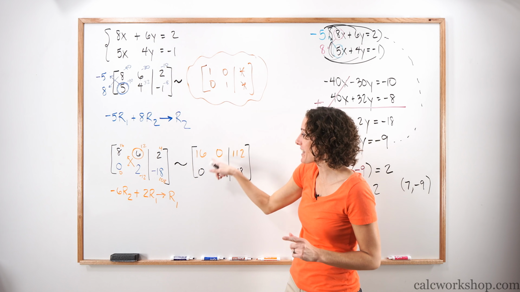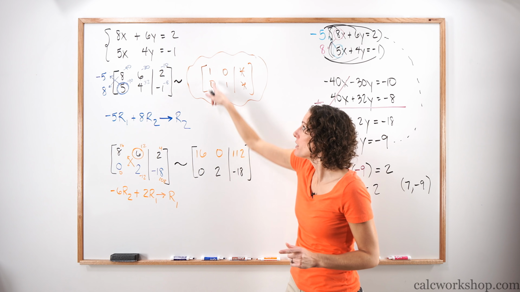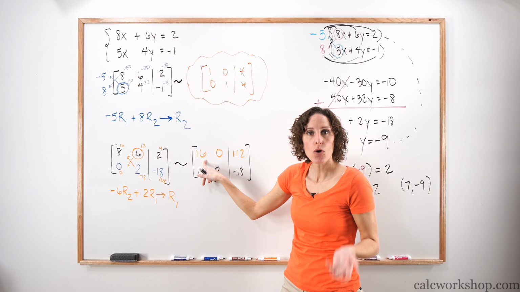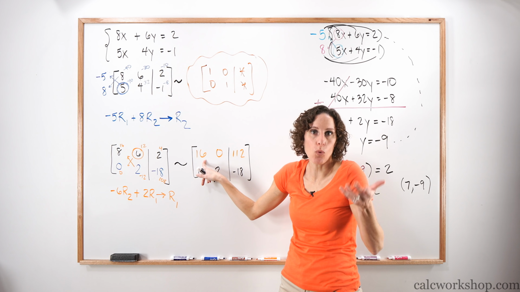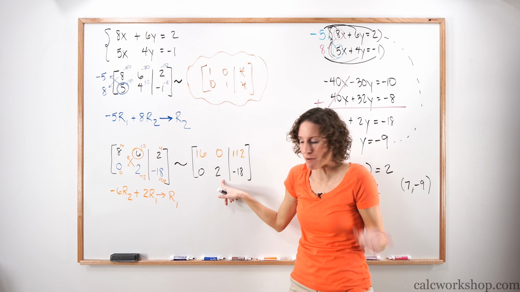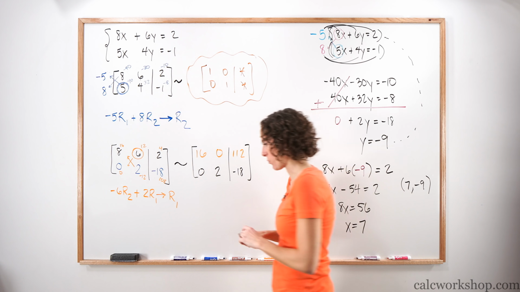Scale. We want to get these numbers along this diagonal to become 1s. So how do we get a 16 to become a 1? We multiply by its inverse, 1 over 16. How do we get a 2 to become a 1? Multiply by 1/2. So that's the operation we're going to perform.